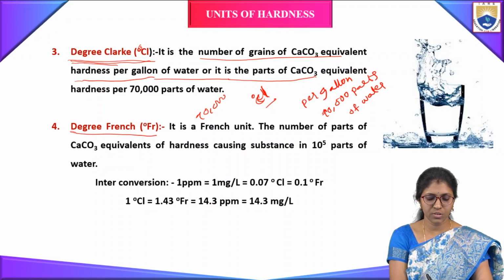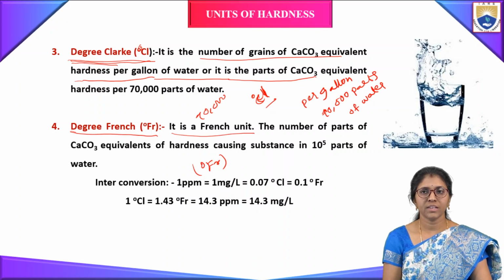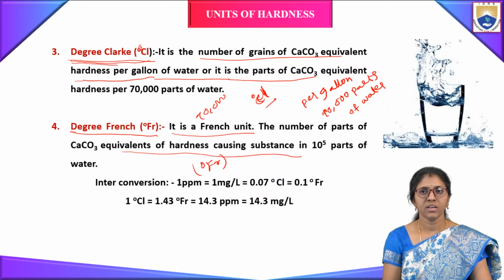The next unit is degree French, denoted by degree Fr. It is the French unit, and it is the number of parts of calcium carbonate equivalents of hardness causing substance in 10 to the power of 5 parts of water. So degree Fr is the number of parts of calcium carbonate equivalents of hardness causing salt present in 10 to the power of 5 parts of water.